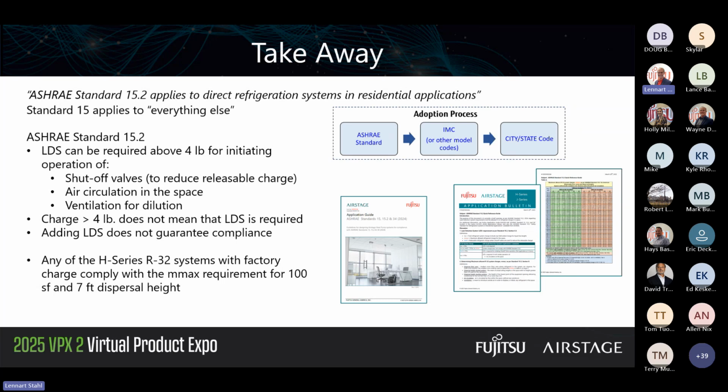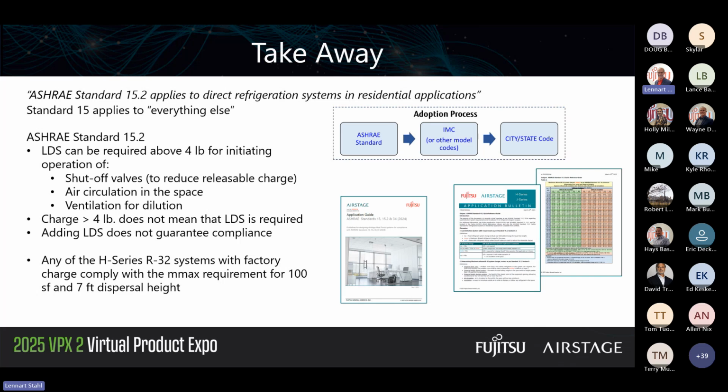Any of the new systems in the 8 series have a factory charge that makes them comply with a 100 square foot room and 7-foot dispersal height. You don't have to think about it. You can take any of those systems if you stay to the factory charge.